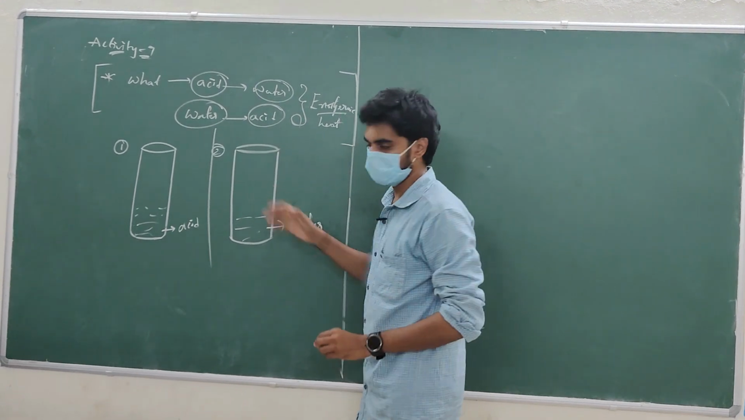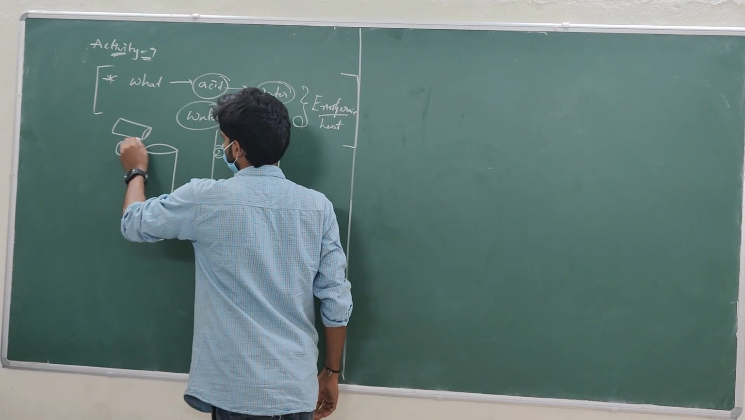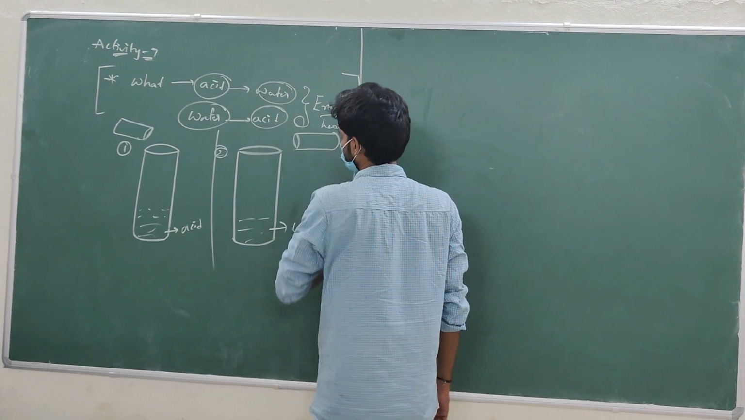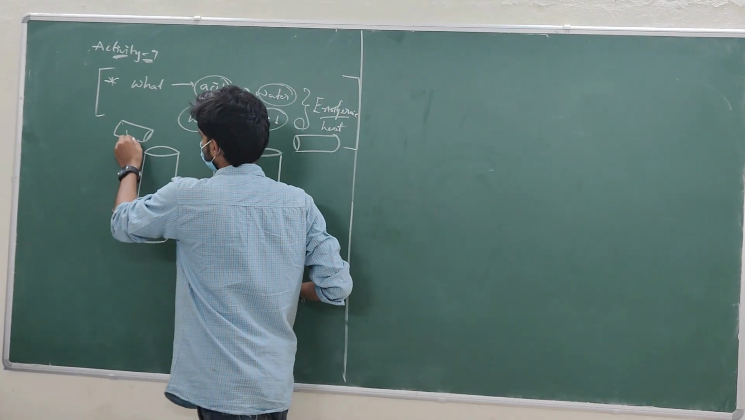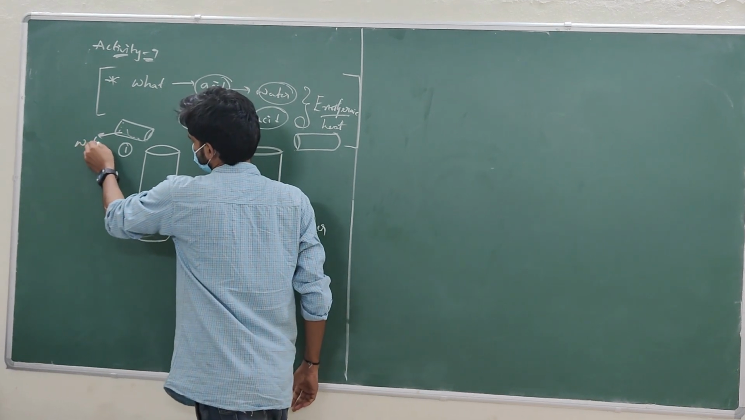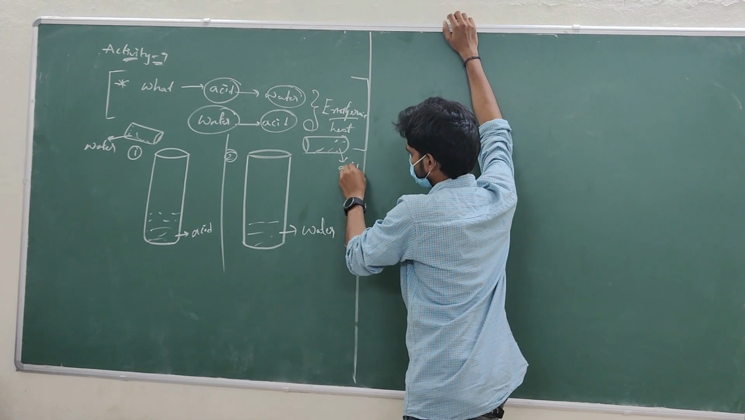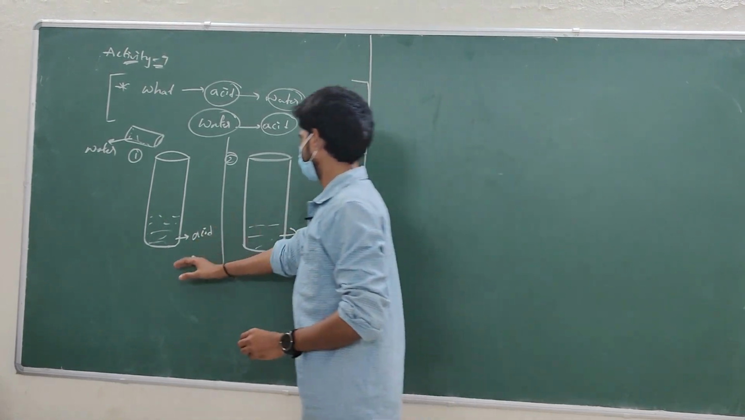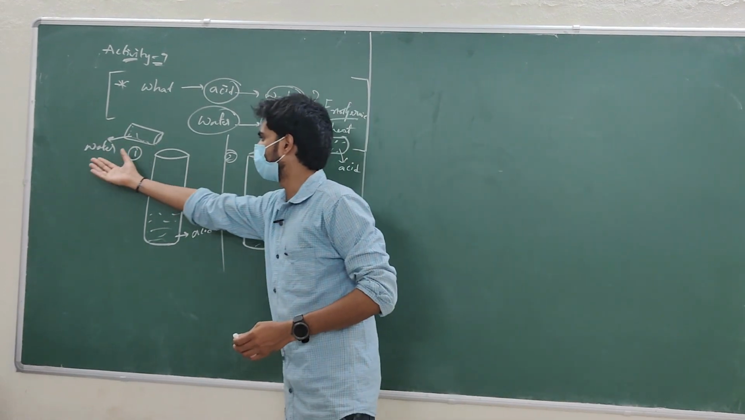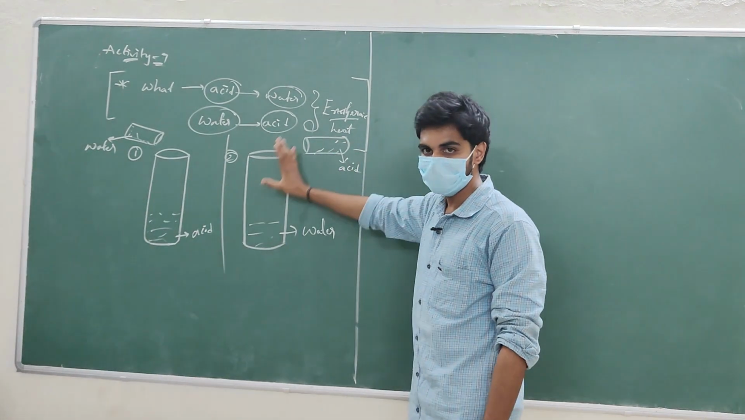Now in these two cases we will take one more test tube each, and inside these test tubes we are going to add water here, and acid here. So you get situation 1 and situation 2. In situation 1 you are adding water to the acid, and in situation 2 we are adding acid to the water.